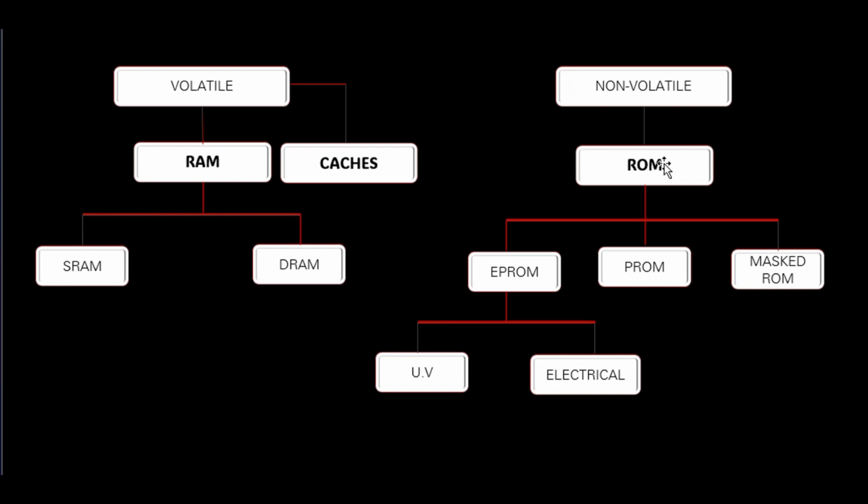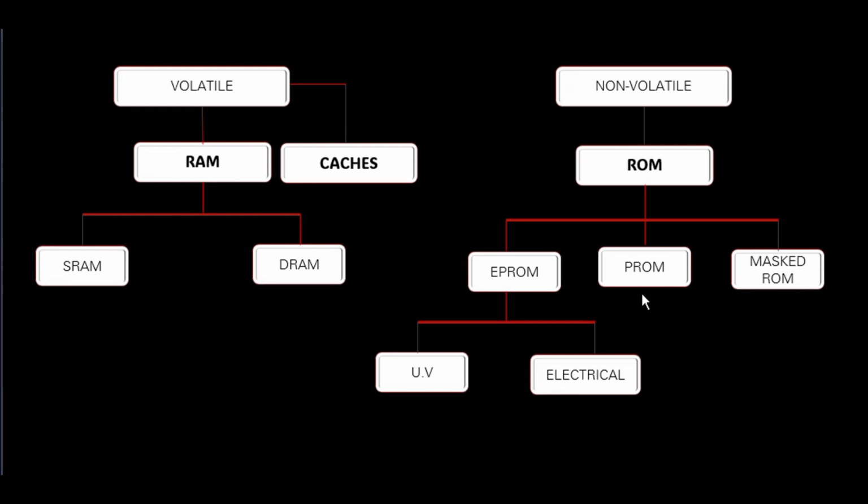Now the EPROM and then the EEPROM. One is UV and one is electrical. When it's exposed to electrical signals, you can format or erase it. And when it's exposed to ultraviolet rays too, you can erase it. And then the PROM, it is programmable read-only memory. I said that one is manufactured as a blank memory and can be programmed only once by the user.